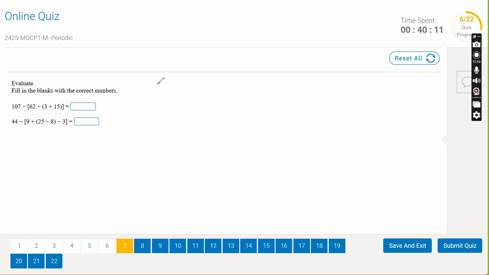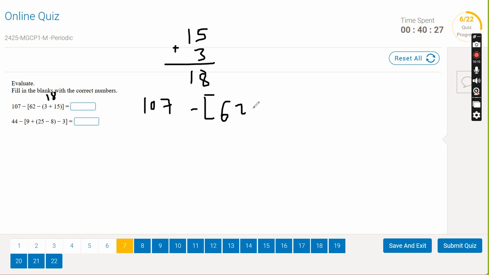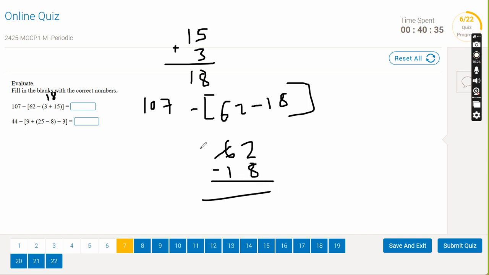Again here, what did we learn about PEMDAS? We do what's in the bracket first. So what's in the bracket? 15 plus 3. 15 plus 3 is 18. Then you put 18 here, so you read it like this. 107 minus, there's a bracket, 62 minus 18, and then close the bracket, right? So 62 minus 18, 5 here, 12 here, 12 minus 8, 4, 5 minus 1, 4. So 44, right?